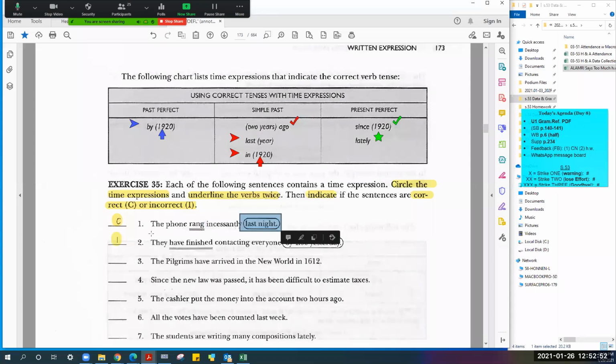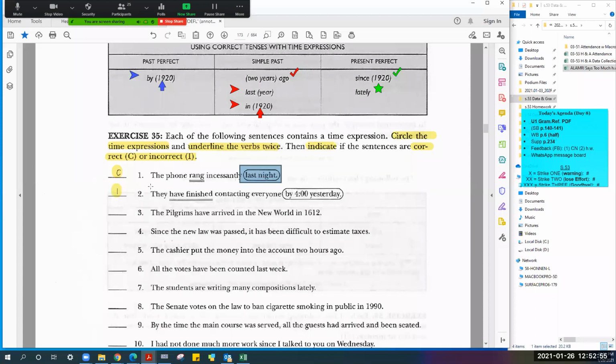Abdulaziz Al-Haji, number 2. I have finished contacting everyone by 4 yesterday. Now, what is this in the circle? The time expression by. What do we use normally? By means we want the past perfect, right? Okay. Is this past perfect? Present perfect. Do you see the mistake? So how do I fix this one? What should it be? They had finished. Had finished. Do you understand?